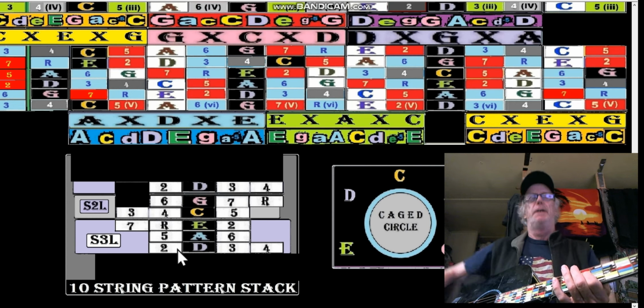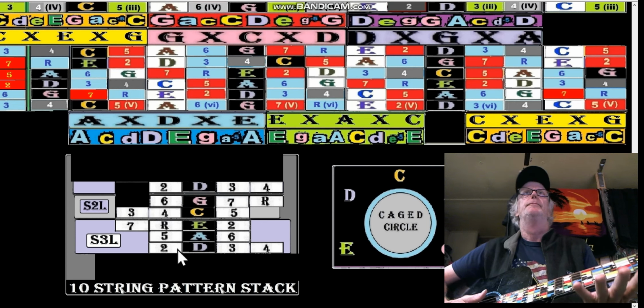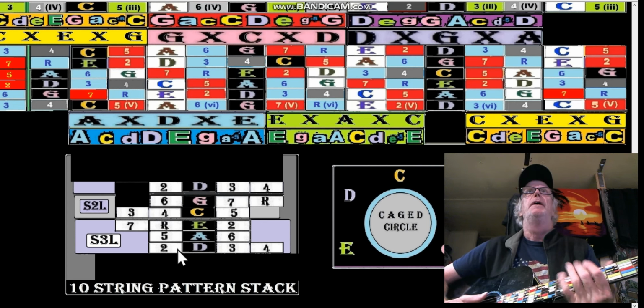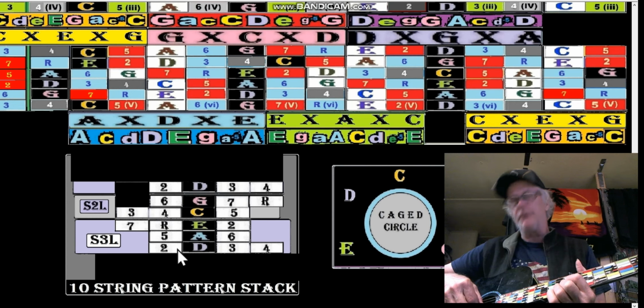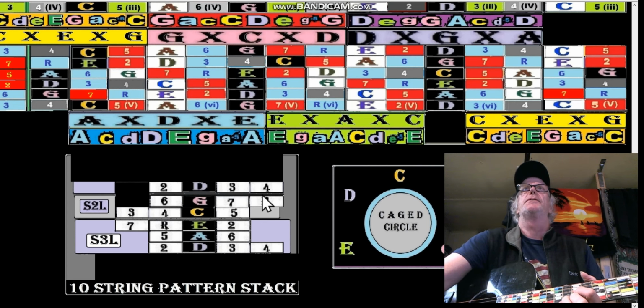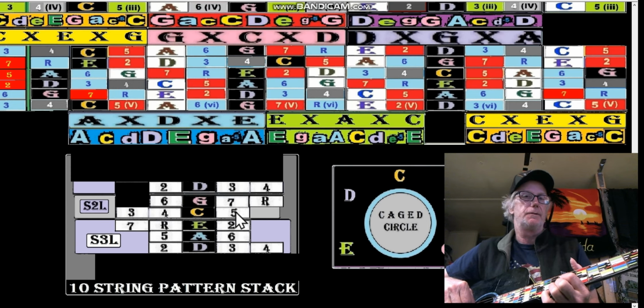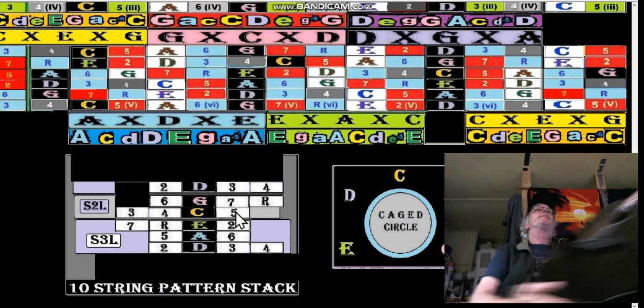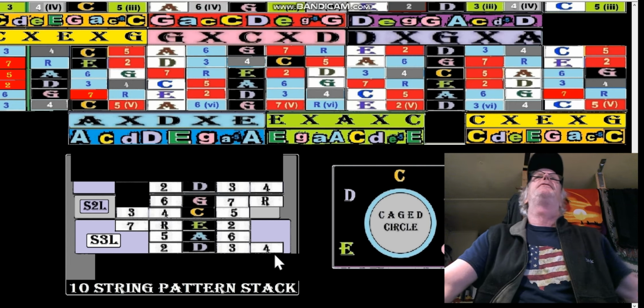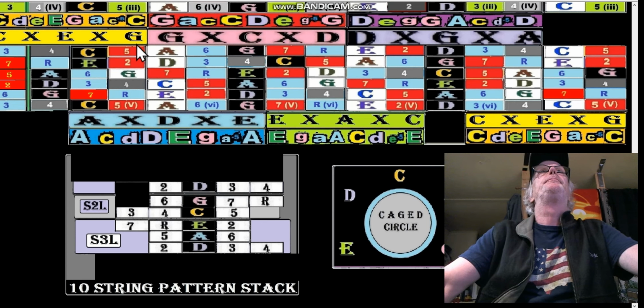There's your D-shaped F. So your D-shaped F would be right up here, the little D that's characteristic of the D cage shape on the top 3 strings, that second inversion. All right, so we've done a few of them. We've done half of them.